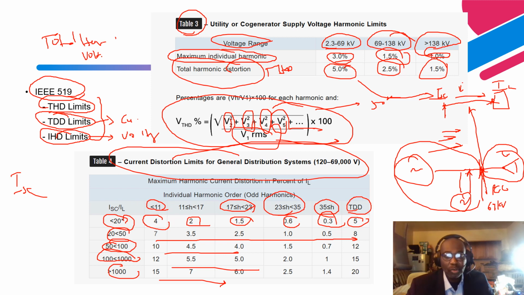As you know, TDD is based on current. Similarly, it is the square root of I2 squared plus I3 squared, the third harmonic current, the fourth harmonic, the fifth harmonic, all squared, over the load current. That gives you your total demand distortion. So this is the percentage criteria that we're seeing over here. Over here it gives you the discrete, individualized harmonic percentages.